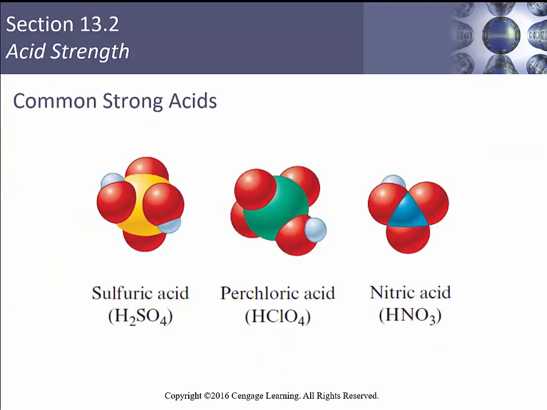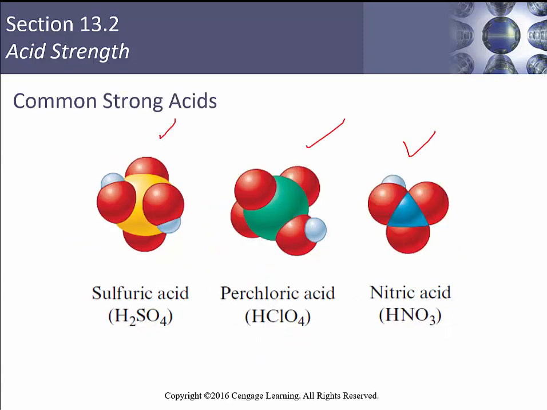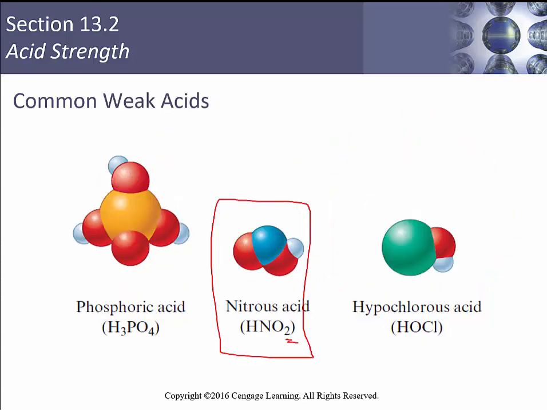Here are our common strong acids: sulfuric acid, which is a dehydrating acid, perchloric acid, nitric acid. Some common weak acids would be phosphoric acid or nitrous acid or hypochlorous acid. So this is one that will trip people up a lot: nitrous, HNO2, compared to nitric, HNO3.